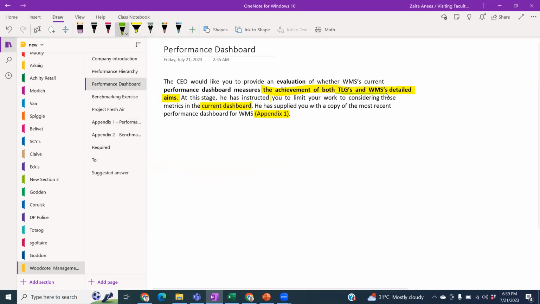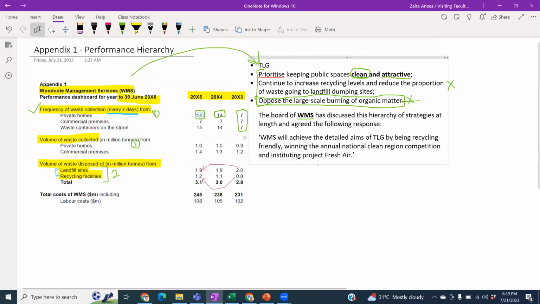TLG and WMS both. But in this question, students tend to forget this, right? So let's start with how it is connected with WMS. WMS objective is to achieve the detailed aims of being recycle friendly. So recycling friendly can be achieved by what? Third one, right? This is actually how much waste you are disposing of by using recycling facilities, right? Okay.